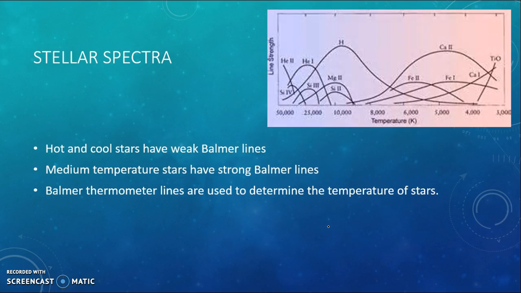All right, let's get through this real quick, and then I'll do a second one. So stellar spectra will give you Balmer thermometers, which can detect medium temperature stars. Hot stars and cool stars have weak Balmer lines because it doesn't detect strongly after a certain wavelength. And Balmer thermometer lines are used to determine the temperature of stars. I'll try to pull one of these out next class so that you guys can look at them, and we'll talk about them more in depth there.